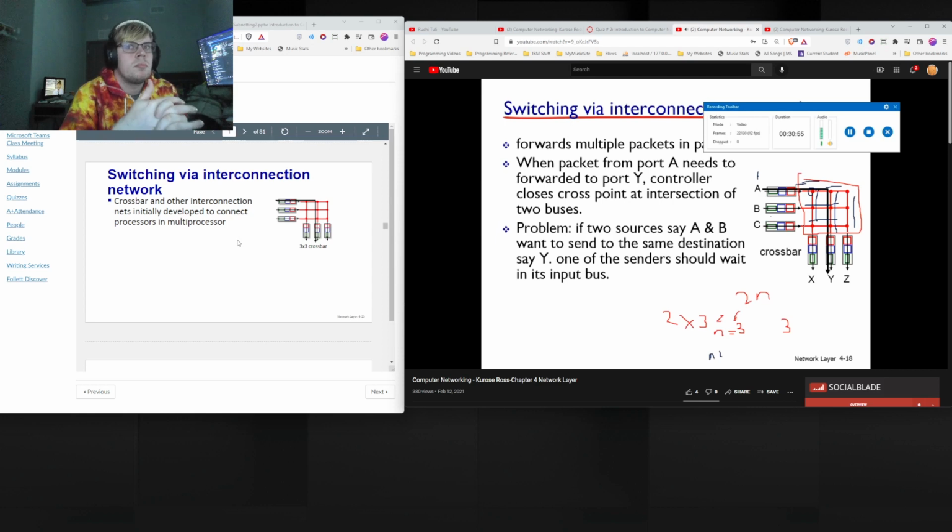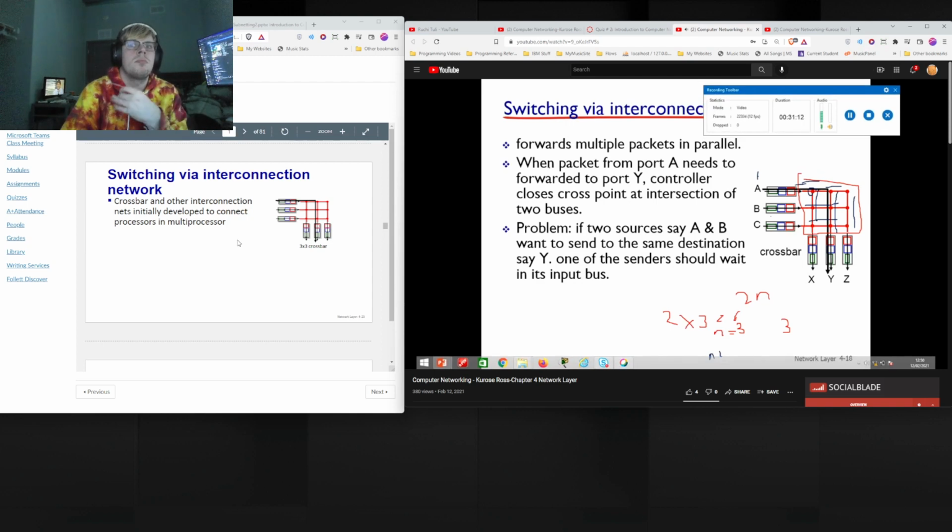But if the vertical bus is being used by someone else to transfer a packet from another input port to the same output port, then the arriving packet is blocked and it must be queued in the input port. So let's check with this example which is given over here.